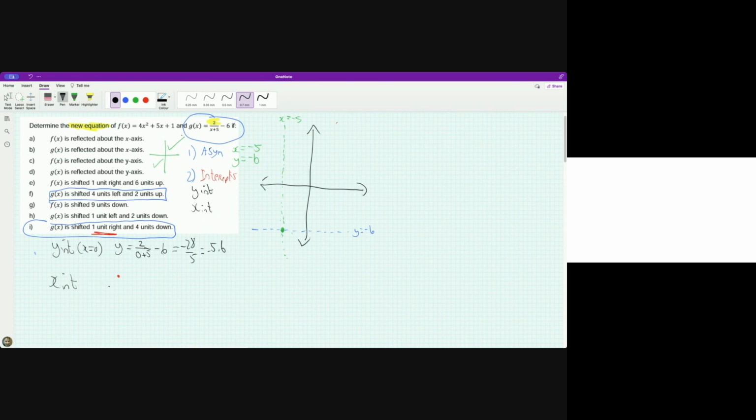X-intercept. We have to make y 0. So now we need to solve this equation. And just to give you a little bit of help, I'm going to show you how you can move things around. What do you get for the solution at the end here?